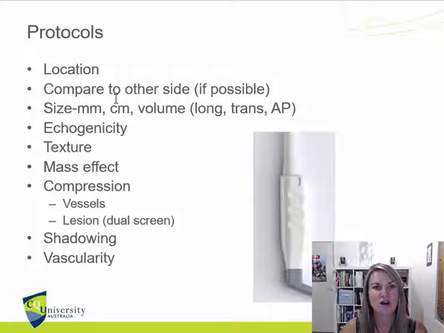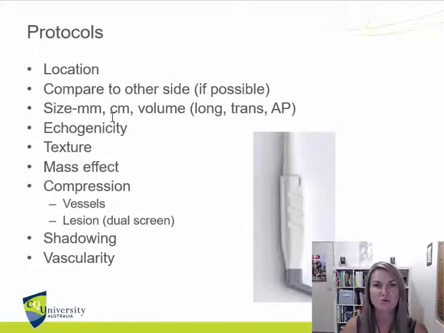Think about how you're describing where it is, comparing it to the other side if possible, particularly with muscles. If you're looking to see if a muscle looks like there's some sort of fatty infiltration going on, or some bruising, which is going to be hyperechoic, you want to look at the other side, because it can actually just be normal for that person to be slightly hyperechoic. Always check with the other side if you can.